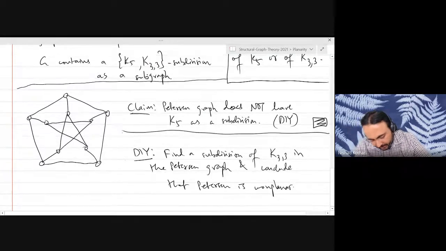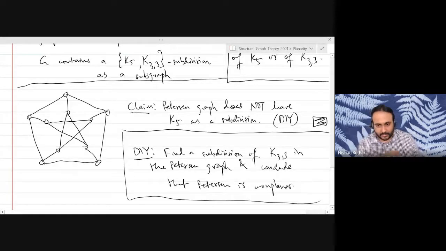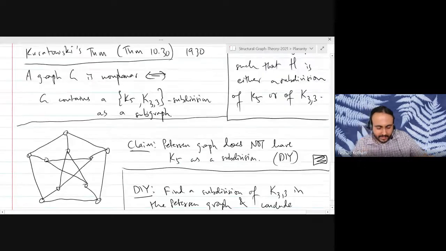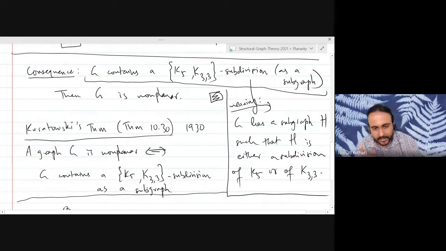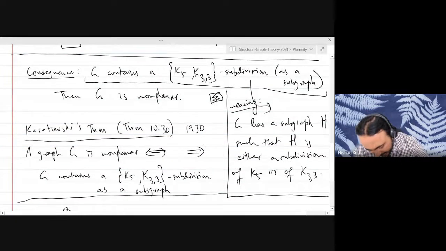This is the easy direction of Kuratowski's theorem. If you find a subdivision of K33, then definitely the graph will be non-planar. The real difficult part that Kuratowski did is the difficult direction, which is if your graph is non-planar, it must have a subdivision of K33. So this direction is actually difficult.